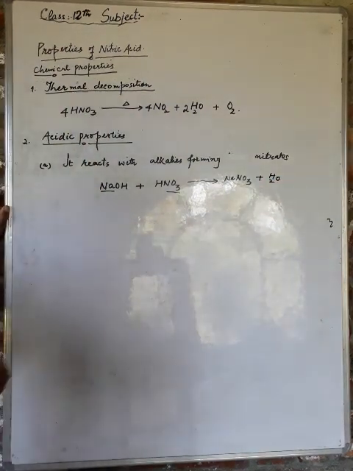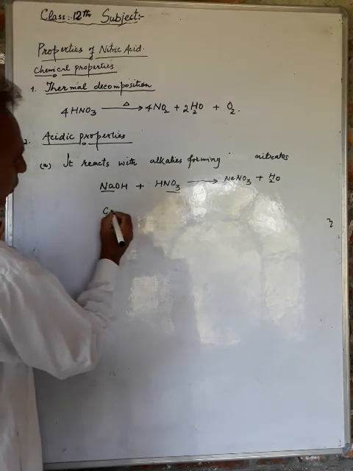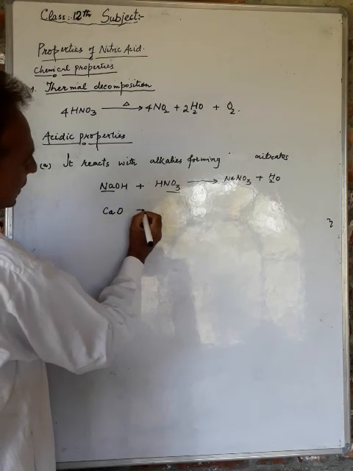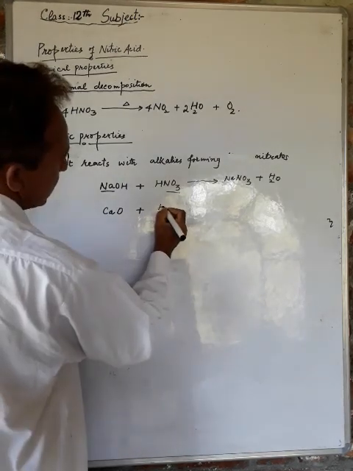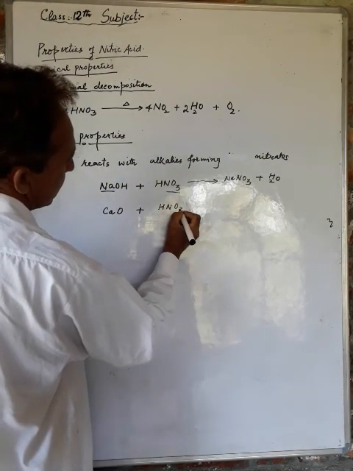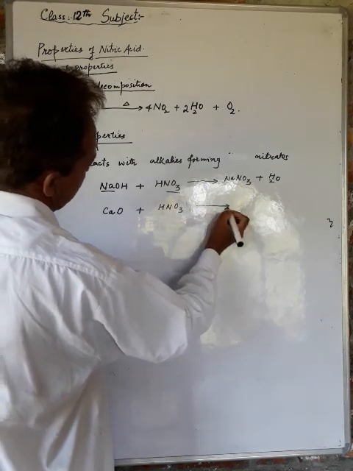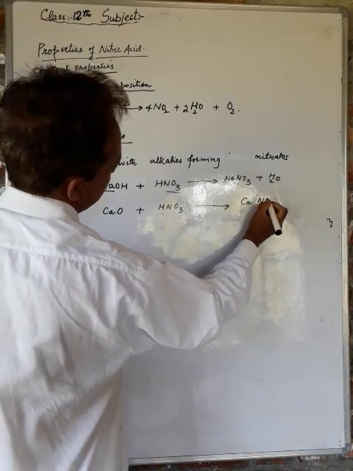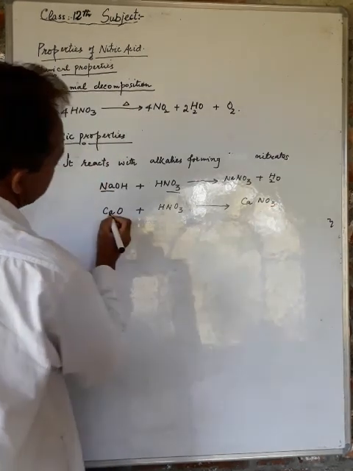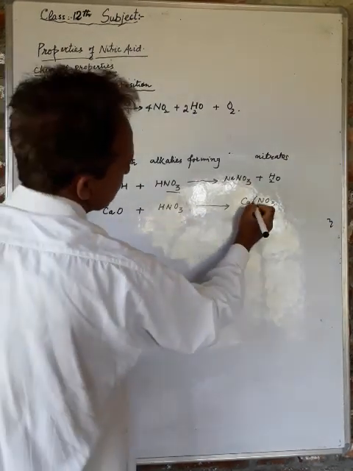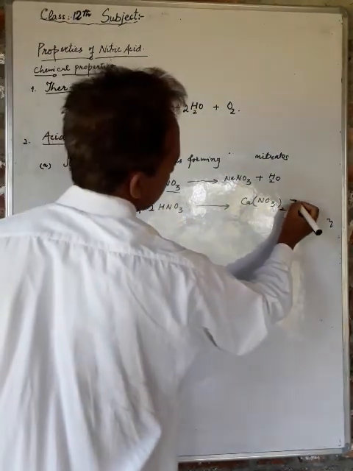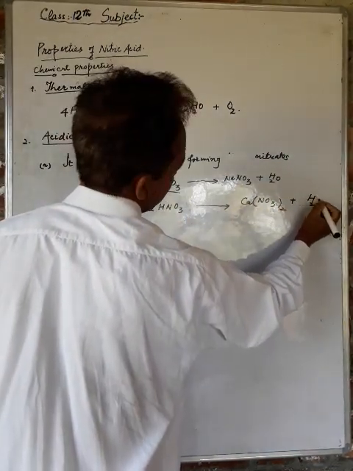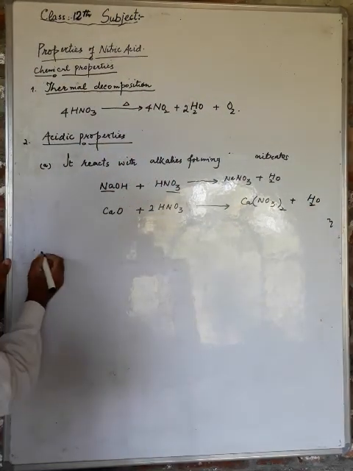And if we take calcium oxide, a basic oxide, with HNO3, it forms Ca(NO3)2. Calcium is in +2 oxidation state, so Ca(NO3) whole twice, plus water, H2O.